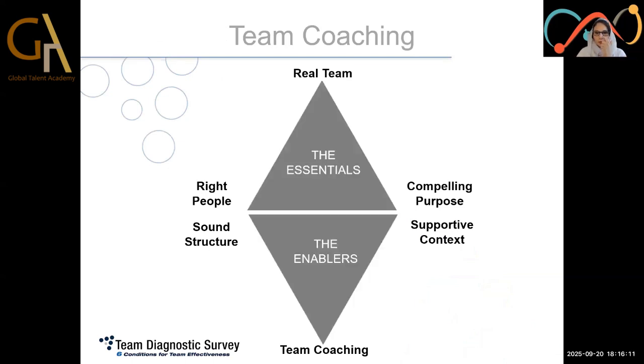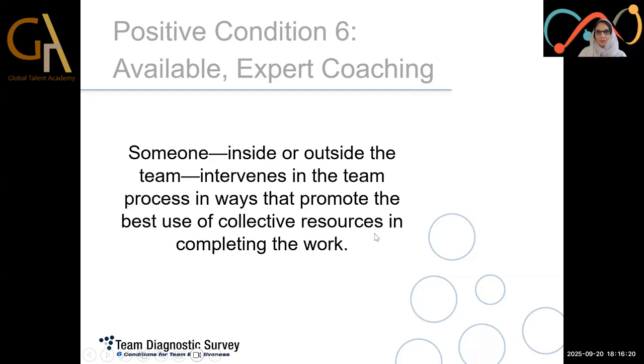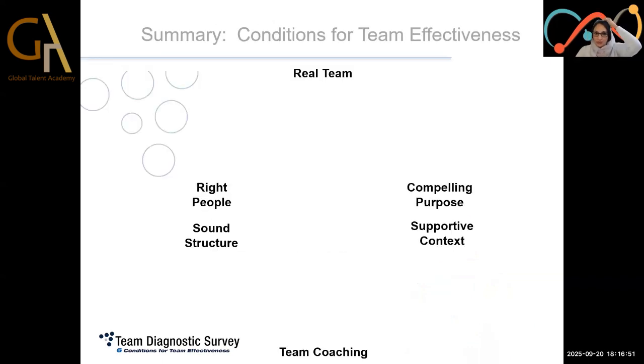And then we come to the sixth condition, which is, hey, team coaching, finally we're here. Team coaching means that there is someone in the organization, internal or external to the organization, who can intervene in the team process and strategy and effort, and maybe some of the conditions, so that they can support the team in working and performing better. So now we've reached the end of the 16 conditions.